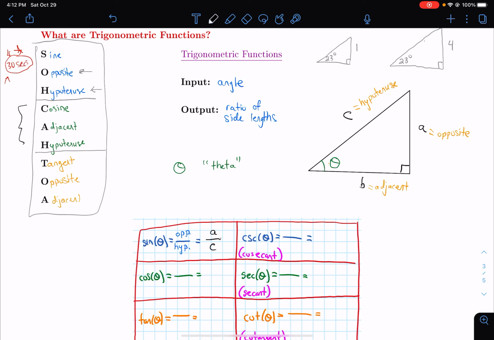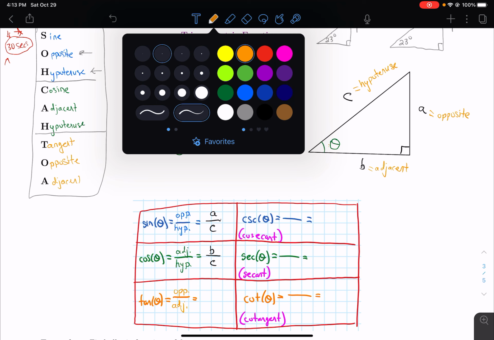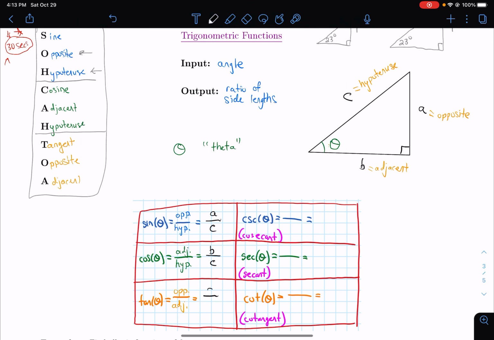Okay, if I go to the next part of SOHCAH TOA, CAH, that's saying cosine is adjacent over hypotenuse. So in terms of our letters here, adjacent was B, and the hypotenuse was C. And then finally, tangent. Tangent is given by the last part down here. Tangent is going to be opposite over adjacent. And the opposite side is A, and the adjacent side we're calling B.